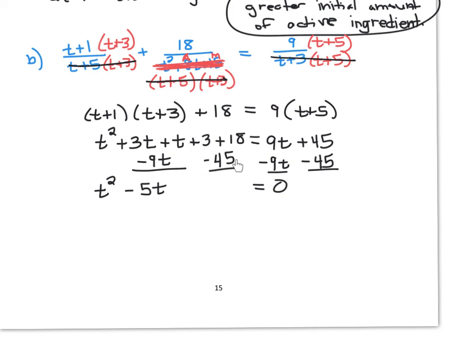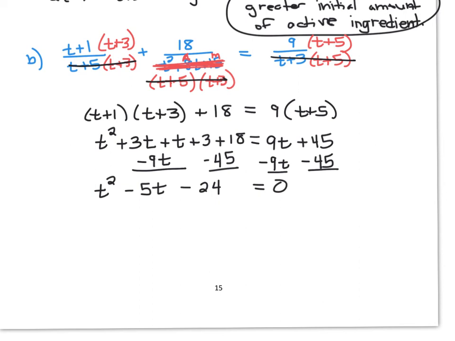And then these numbers right here also all combine. Okay, so 3 plus 18 is 21, and 21 minus 45 would be negative 24. All right, and then we're almost done. We just factor, make a t-chart.